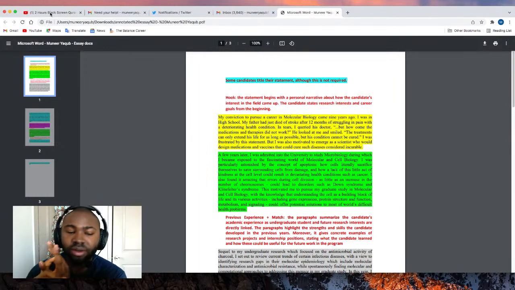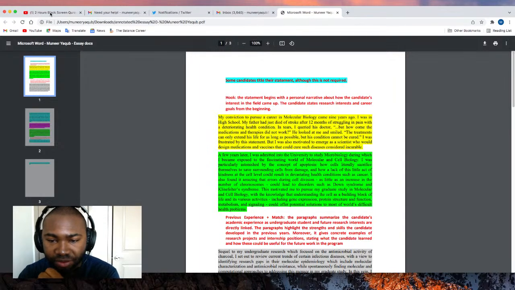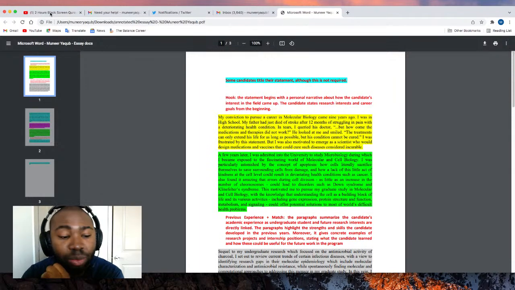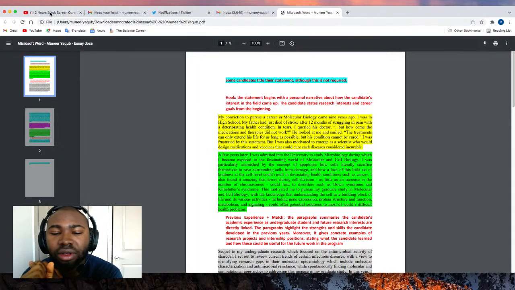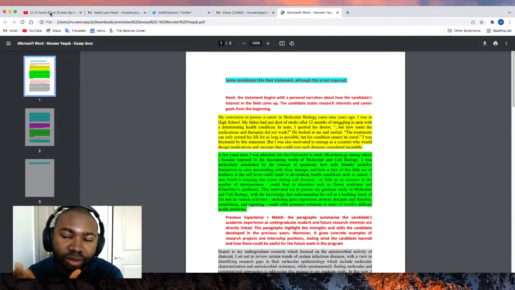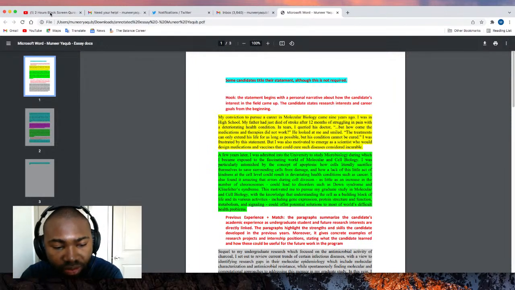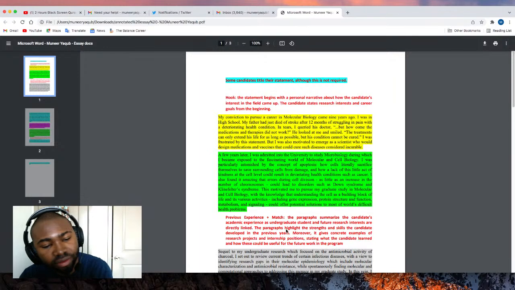So after the first paragraph, now let's take a step back. The first paragraph is to tell them why I wanted to study molecular biology. What was my motivation for studying molecular biology? The second paragraph was showing them that I know a little bit about molecular biology, how I came to understand molecular biology, even though I studied microbiology in school. Then the third paragraph is my previous experience, my research experience, what I've done so far in terms of molecular biology and all.